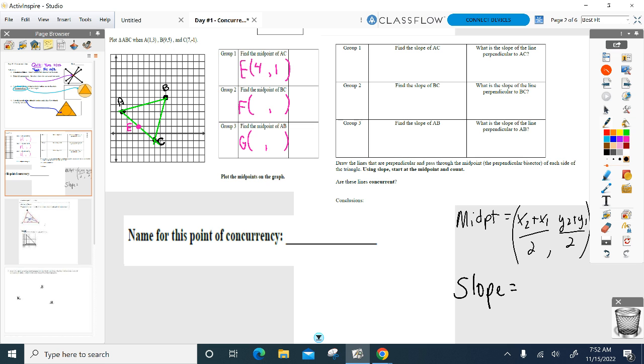Group 2, how about the midpoint of BC? Midpoint of BC? (8, 2). Good. Everybody call that point F in your chart. Point F, midpoint of BC, group 2, (8, 2). And graph it.